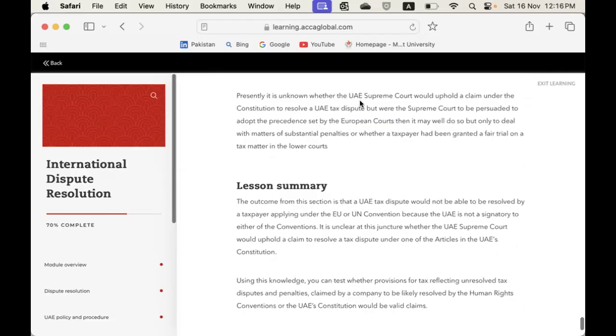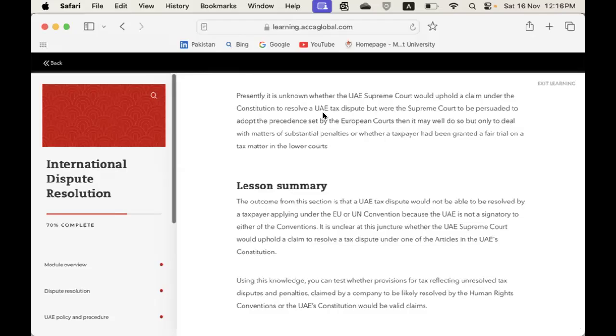Presently, it is unknown whether the UAE Supreme Court would uphold a claim under the Constitution to resolve a UAE tax dispute, but were the Supreme Court to be persuaded to adopt the precedents set by the European courts, then it may well do so, but only to deal with matters of substantial penalties or whether a taxpayer had been granted a fair trial on a tax matter in the lower courts. So we haven't reached that point yet from the corporate tax law perspective.